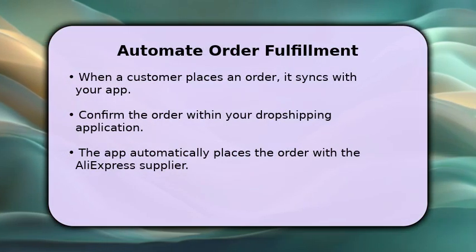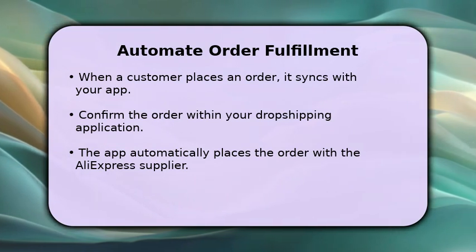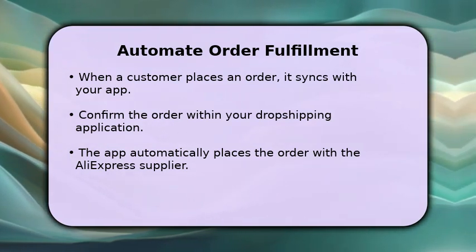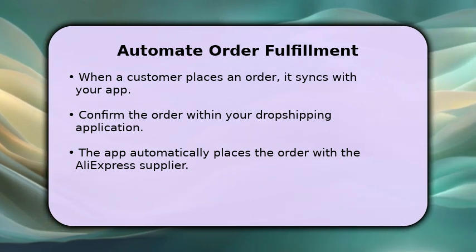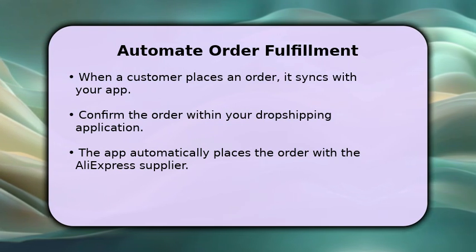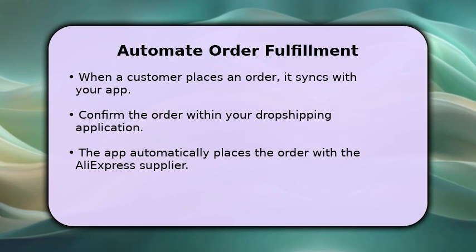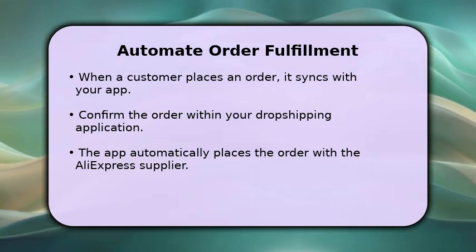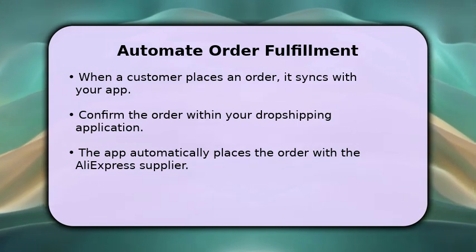The final step involves automating your order fulfillment process. When a customer purchases an item from your Shopify store, the order details are automatically sent to your dropshipping app. You then confirm the order within the app, which in turn places the order with the corresponding AliExpress supplier. The app also helps you track shipping progress and provides updates, allowing you to keep your customers informed every step of the way, ensuring a smooth experience.